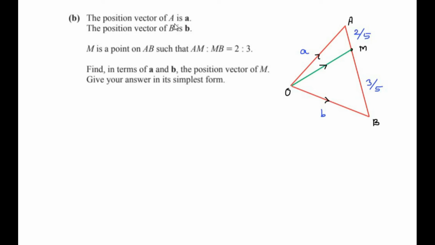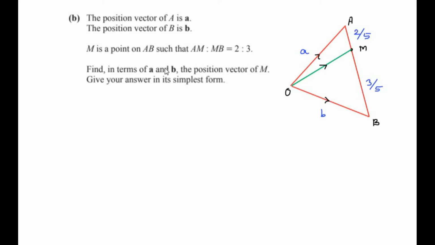The position vector of A is a, the position vector of B is b, M is a point on AB such that AM to MB is 2 to 3. Find in terms of a and b the position vector of M. Give your answer in its simplest form.